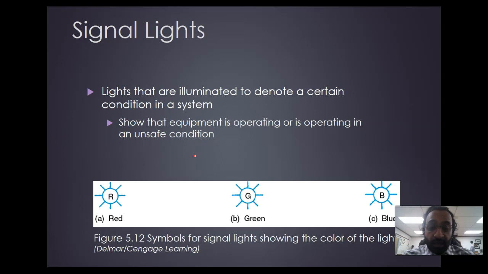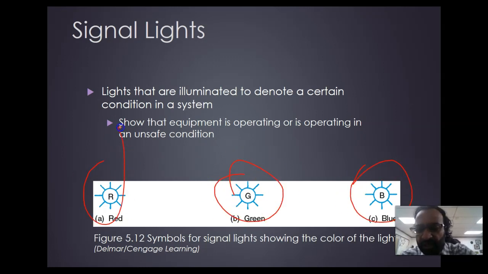Signal lights, so again, another thing, these are the beginning of LEDs. Those signal lights are put in the circuit to show you that that sub-circuit is on or off. You'll see these in a lot of controls. Again, we said it's really difficult to know if there's current or power going through that circuit. But if you have a light, the light is just meant for us to know that there's current going through that circuit at that time. So these are lights that are illuminated to denote a certain condition of the system, and it shows whether the equipment is operating, is it on or off.